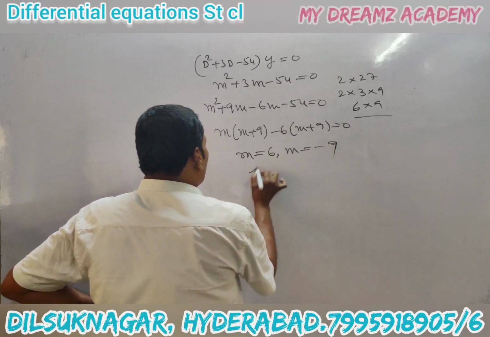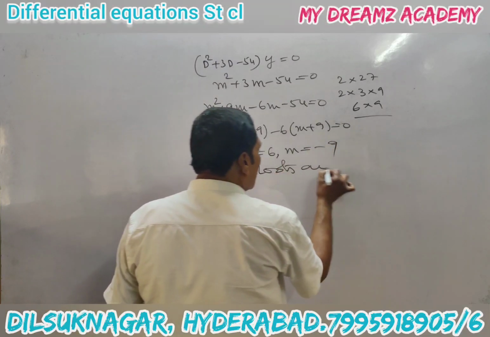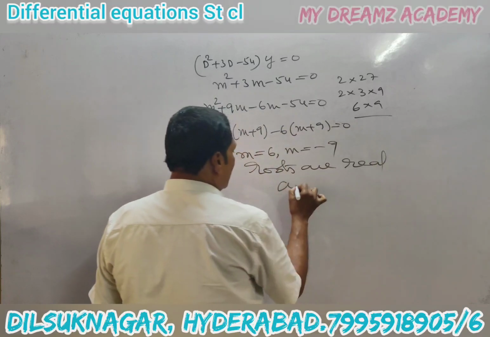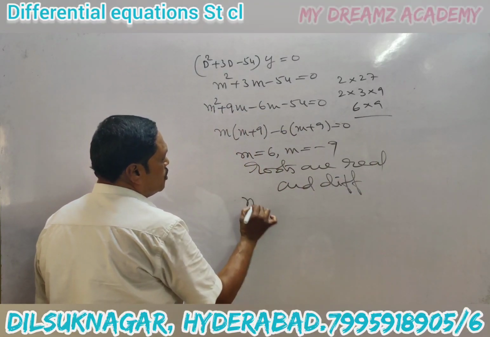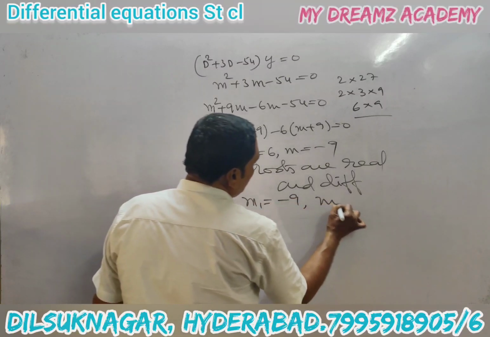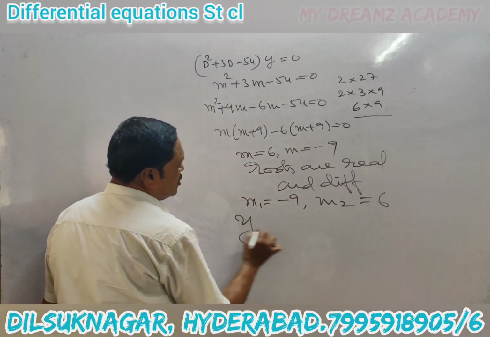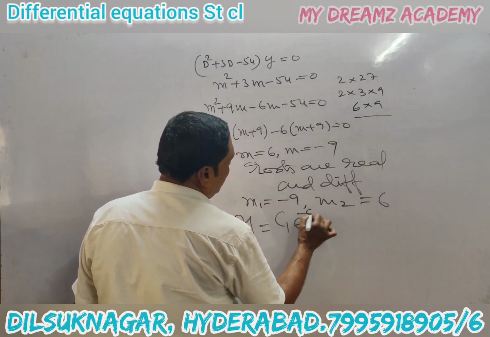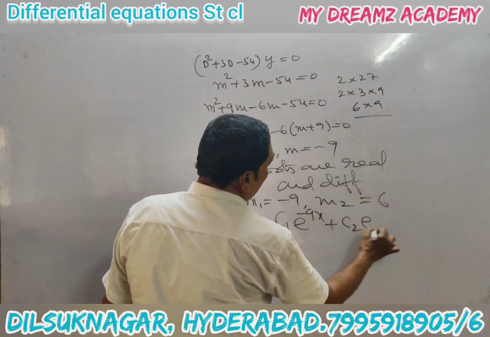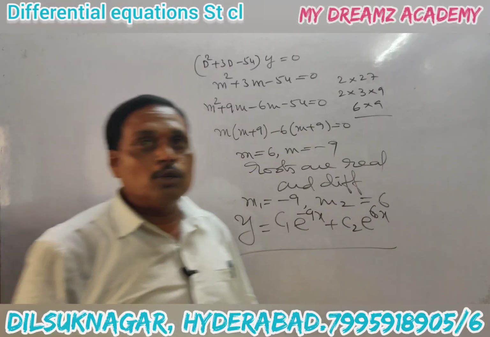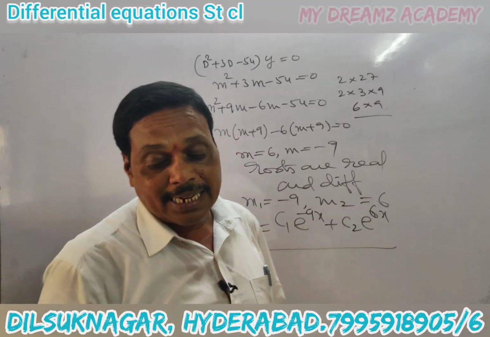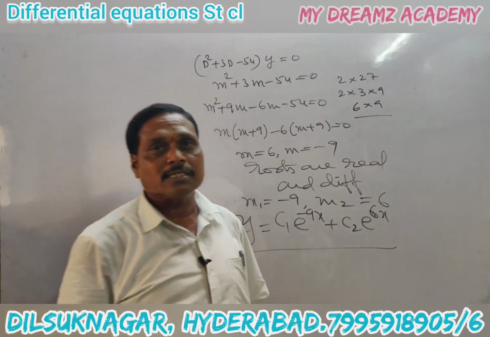So what are these? Roots are real and different, distinct roots. m1 is equal to minus 9, m2 is equal to 6. The general solution is c1 e power m1x plus c2 e power m2x, that is c1 e power minus 9x plus c2 e power 6x. In this way, you have to write the solution for second order homogeneous equations.